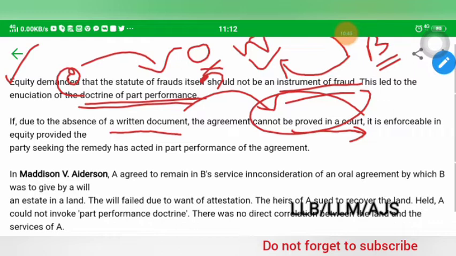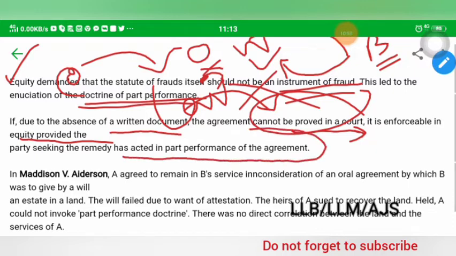So this is not the doctrine of law, but the doctrine of equity. It is enforceable in equity provided the party seeking the remedy has acted in part performance of the agreement. The only condition required here is that the person must perform his part of the agreement.